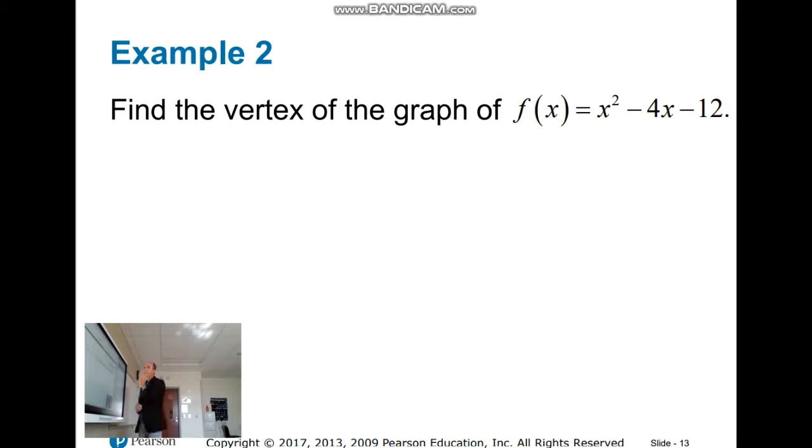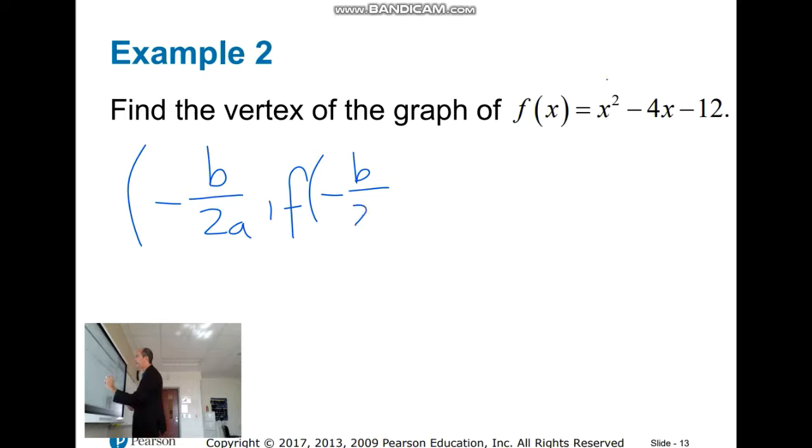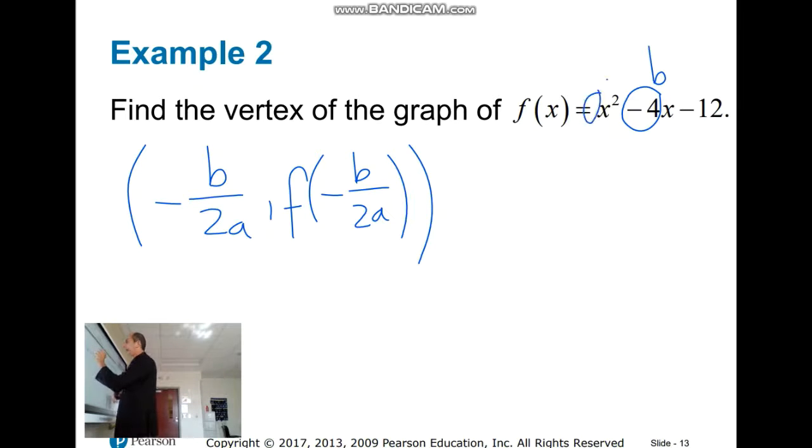Example number 2, find the vertex of the graph of f of x equals x squared minus 4x minus 12. And then just apply the formula. Let me write again the formula here. Negative b over 2a, and f, you plug in negative b over 2a in the function. Calculating, the first thing, identify b and a. b is negative 4, and a is 1. Okay?